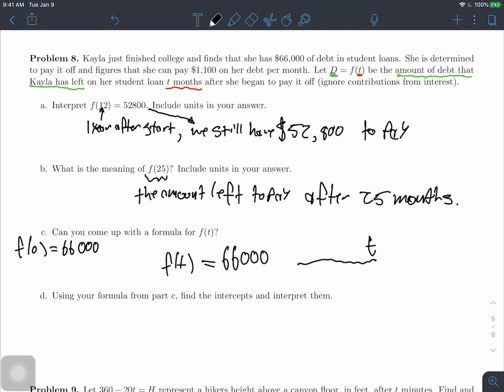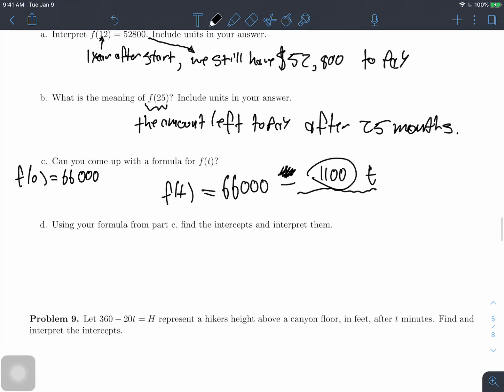So my question to you guys is, what should go in here? Should I have a plus or a minus? And then what should the number be that is associated with our t? Anybody want to try? Ashley, you already did one. Do you have one? Yeah, it would be minus 1100 t. Yes, it's going to be minus for sure because we're subtracting debt as we move along. And we want 1100. Perfect. Okay, so we came up with a formula for f of t.